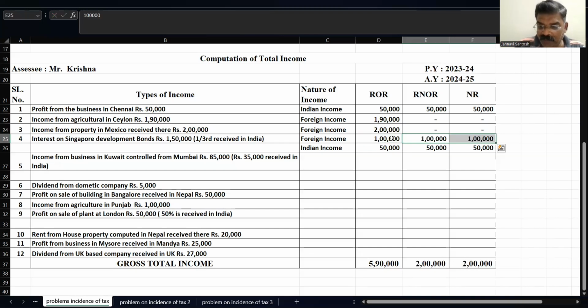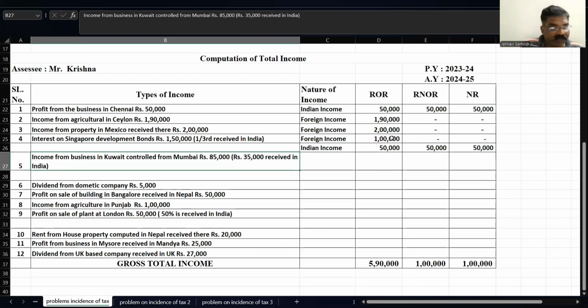Understood, children? I hope you have understood. Sorry, that is taxable in only one case. If it is a foreign income, it is taxable in only one case. I'll mention it as a 0 in both the columns. Okay, fine. We'll go to the next one.